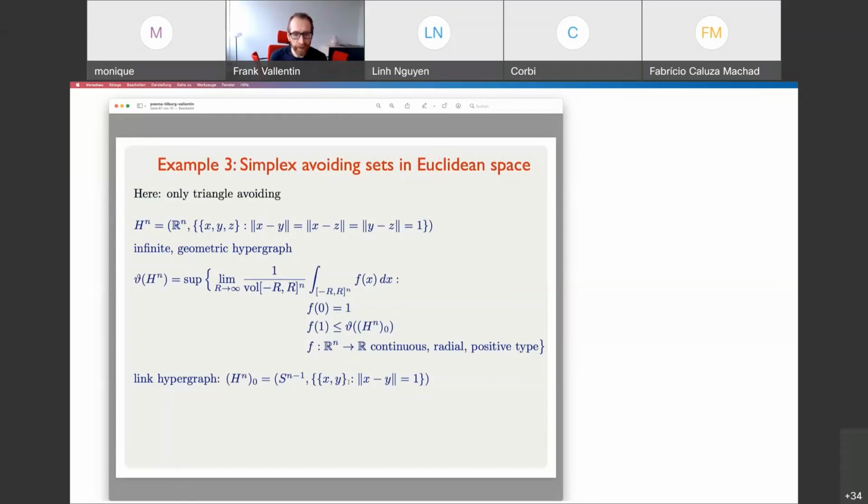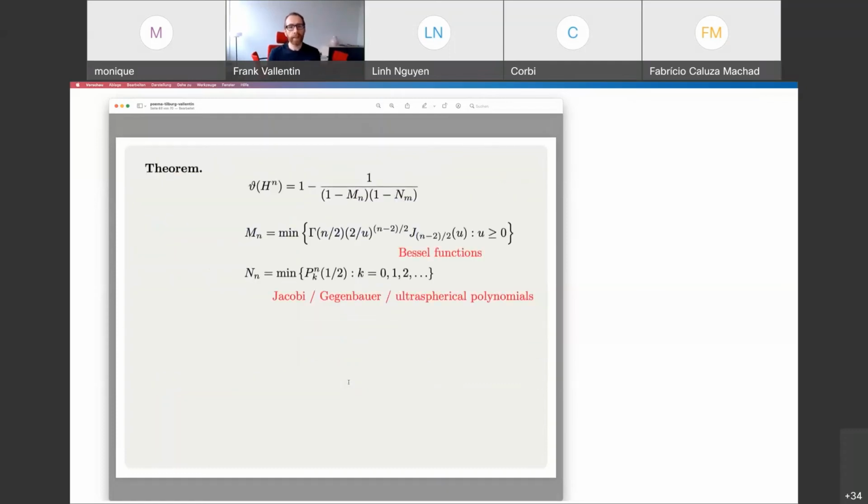And once I have set up all this, I get the theorem which is very similar to the one which I had for the Boolean cube. So the theta number of Hn is 1 minus 1 divided by (1 minus mn times 1 minus nm). And again, these parameters mn and nm are minima of, say, special functions which are coming from the symmetry of the situation. So the mn is coming from Bessel functions.